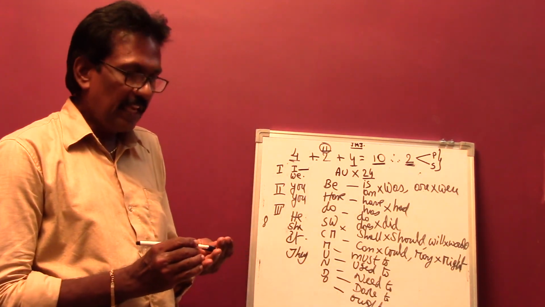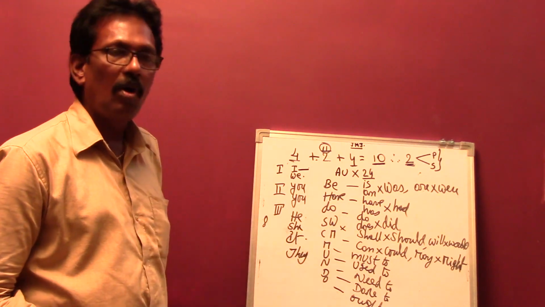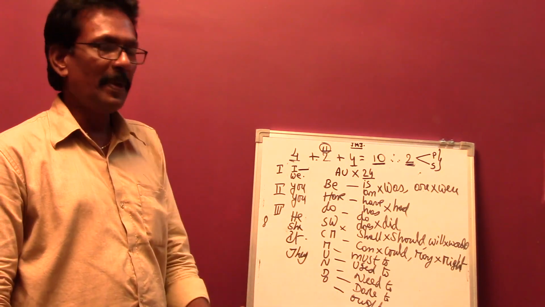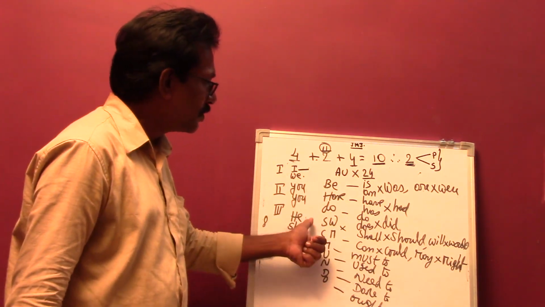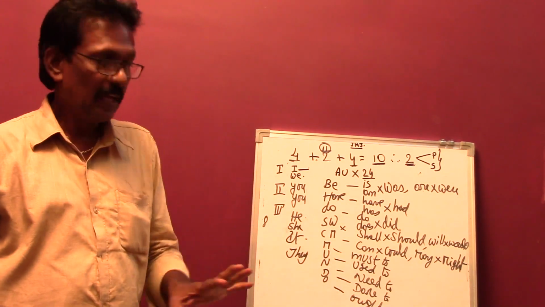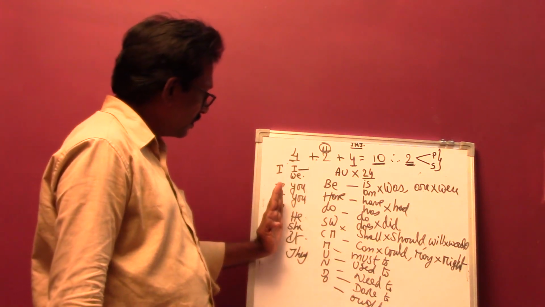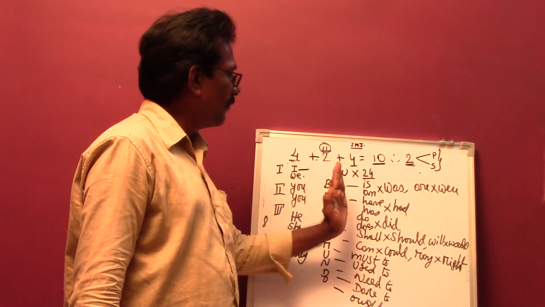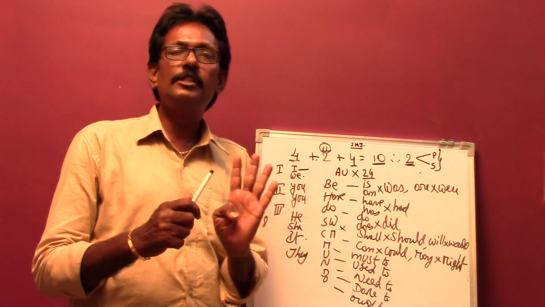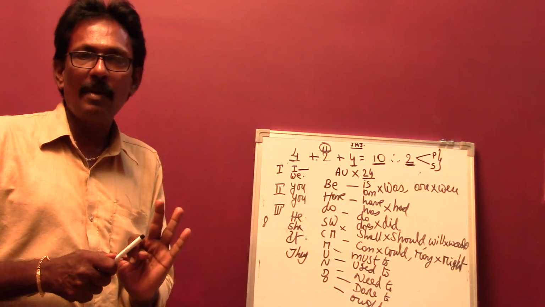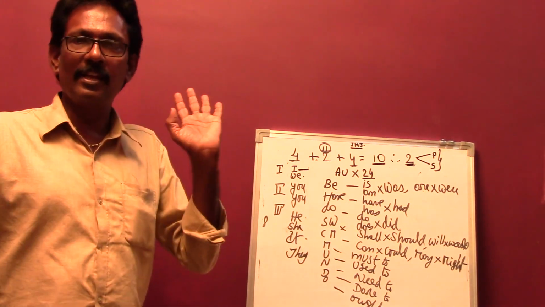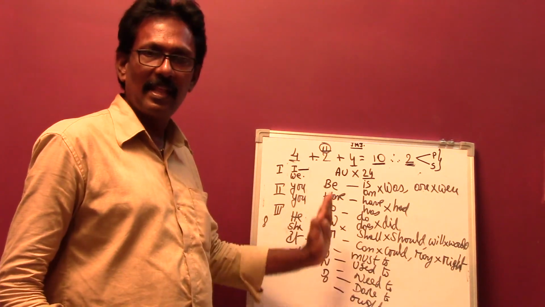So, these 24 are called auxiliaries, helping verbs. Be, have, do, social welfare, CM, mundo. These are the 24 auxiliaries. If you know these pronouns and if you know the auxiliaries, you can speak English, you can write grammar, and you can do anything in English. These are the basics.